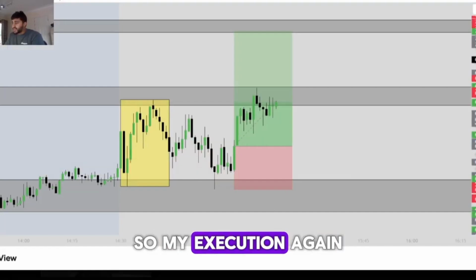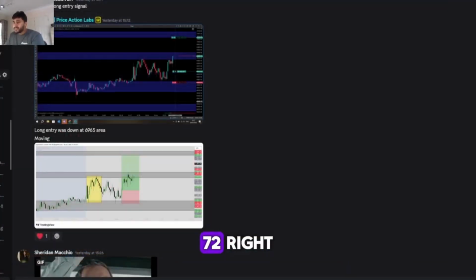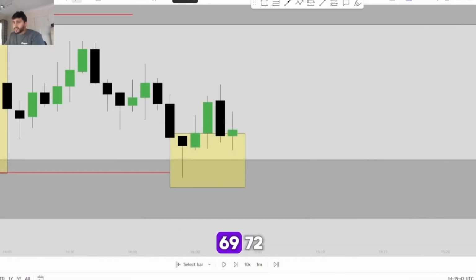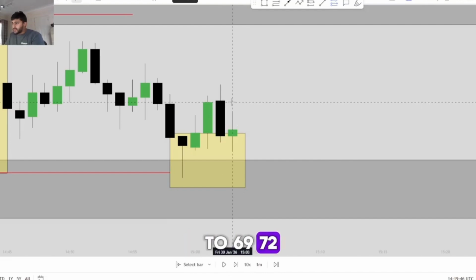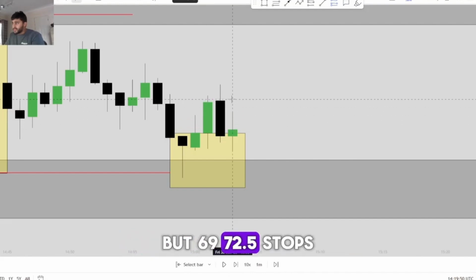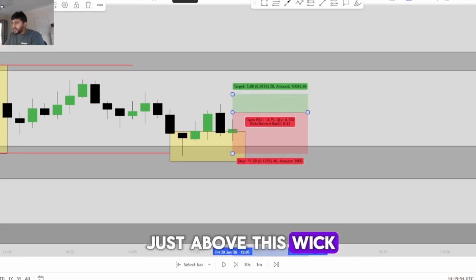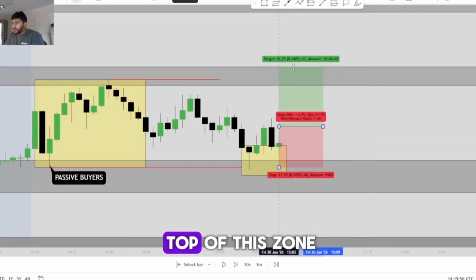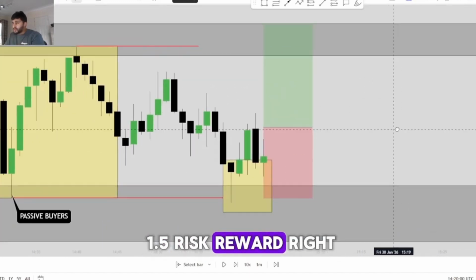So my execution for that Friday was 69.72, right? That was my execution, 69.72. A little bit late actually, I should have executed down here, but 69.72 with stops just above this wick, and I was basically looking to target the top of this zone over here, right? Roughly a 1 to 1.5 risk reward, right?